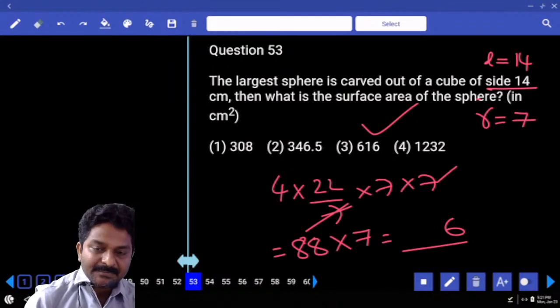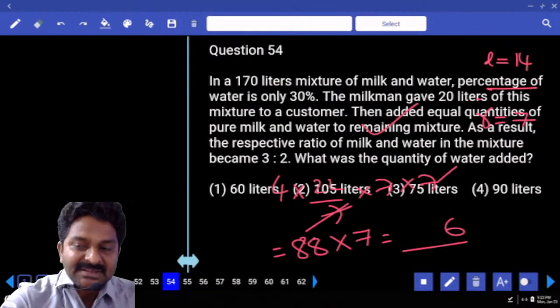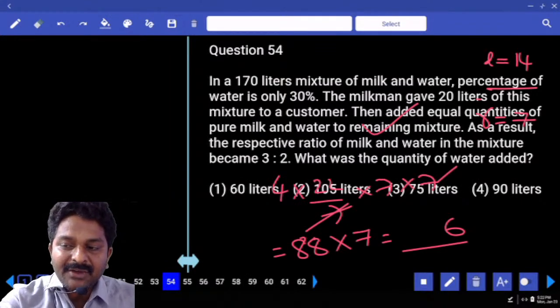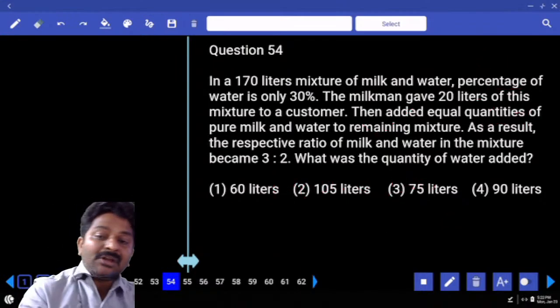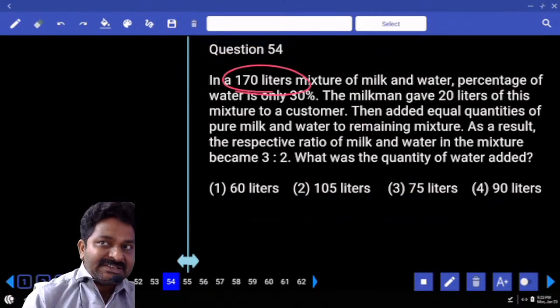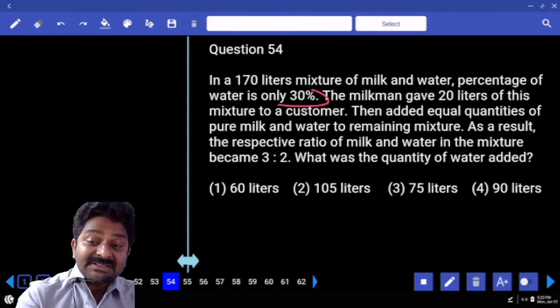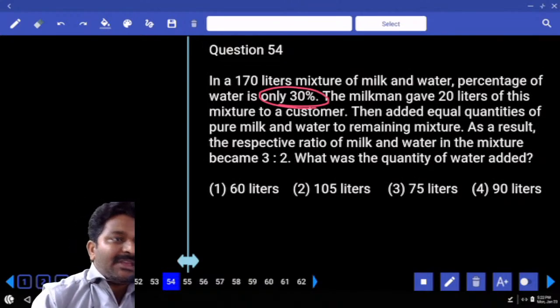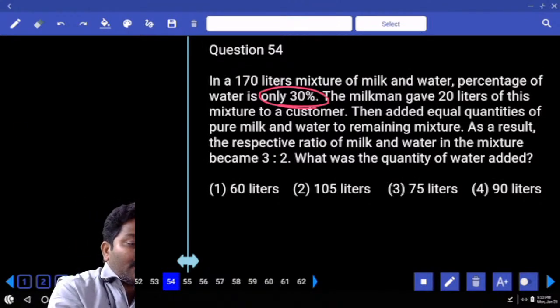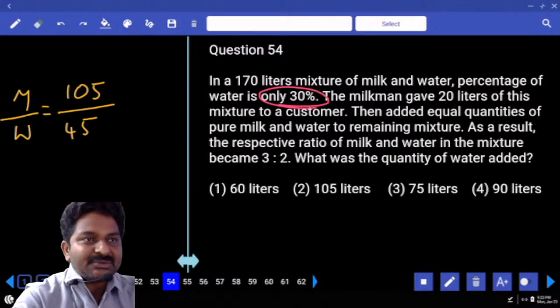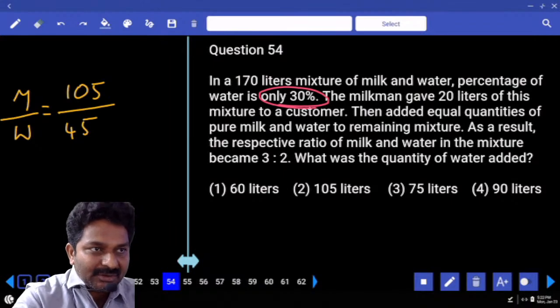616 final answer. In 170 liters of a mixture of milk and water, the percentage of water is only 30%. The milkman gave 20 liters of this mixture to a customer. Out of 170, 20 liters is taken out. Remaining is 150. Even in 150 liters, the water percentage must be 30% only. So water must be equal to 45 liters. The remaining 105 liters must be milk. So now the quantity of milk and water is 105 and 45, which totals 150 liters.